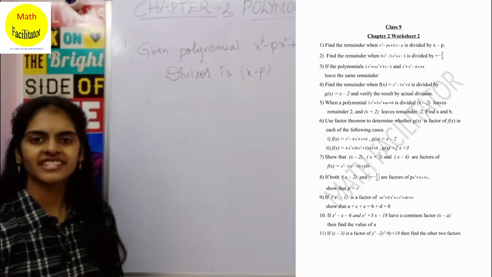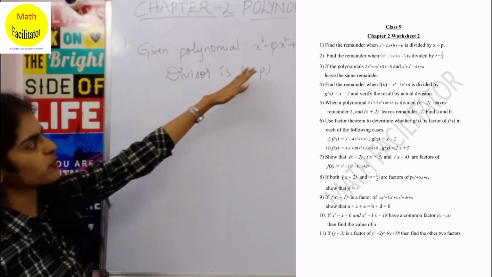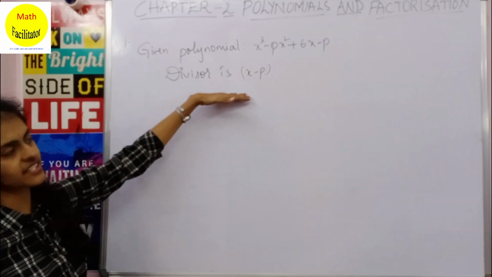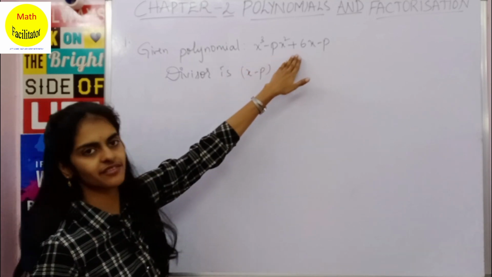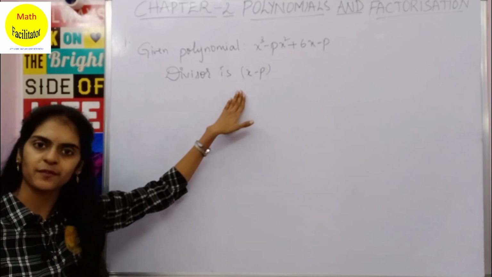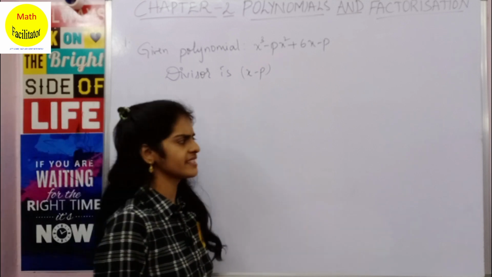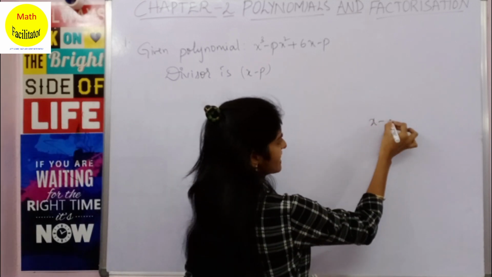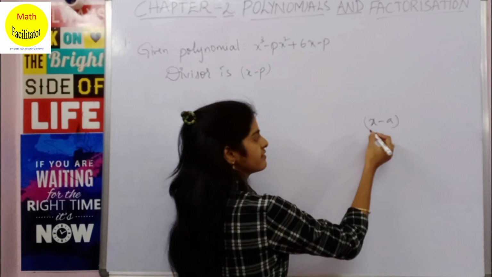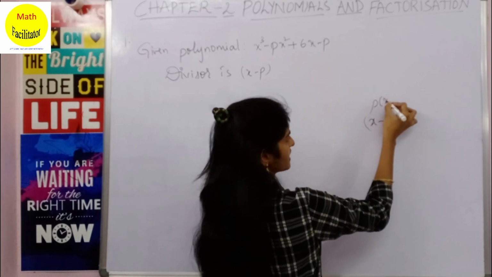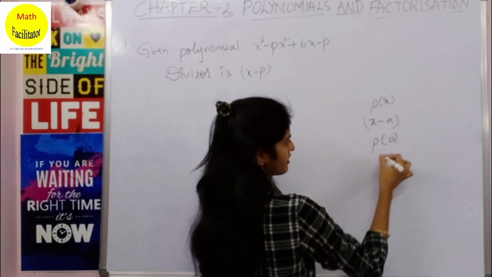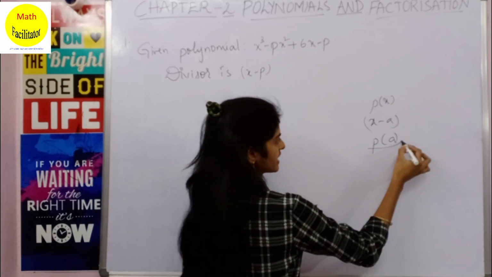So moving on to the first question. This is the polynomial which is given to you and this is the divisor. They are saying that this polynomial is divided by x minus p and you have to find the remainder. Using the remainder theorem, you know that if x minus a is a divisor, then you will find the remainder of the polynomial p of x by substituting a, so p of a will give you the remainder.